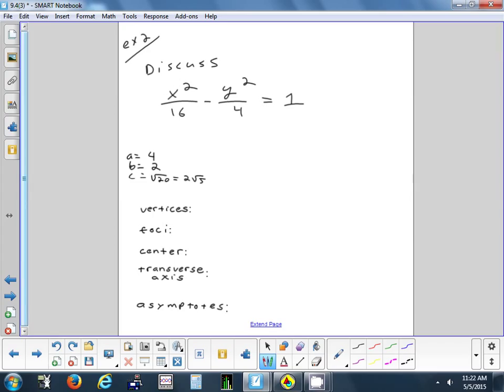Okay, my center. Cole, where's my center for this one? 0, 0. Yeah, until we start seeing plus or minus with the x and the y, you don't have to worry about shifting it. So the center is 0, 0. Okay, Andy, which way does my transverse axis go? Horizontal. Yep, horizontal. The x is the first one you see. It's positive. That's the key. Whichever one is positive, that's the transverse axis direction. That's important because now this tells me everything is going to be left and right of the center.